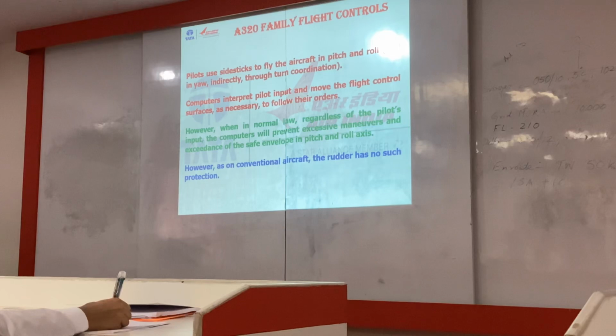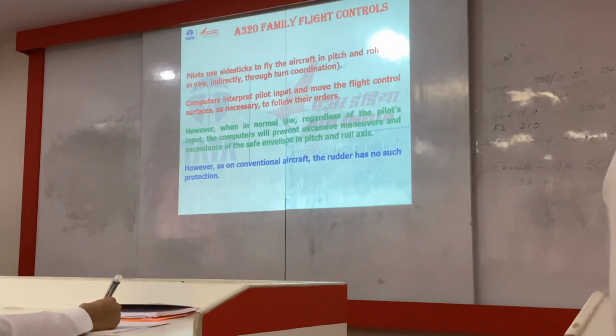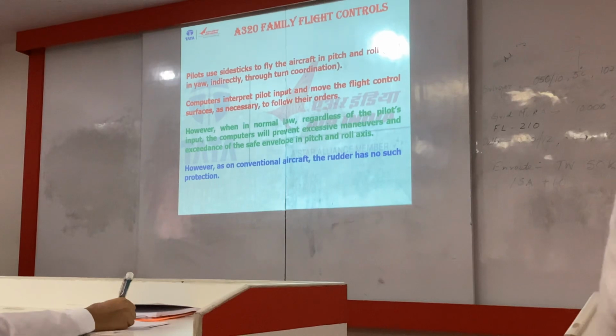In normal law, the envelope is protected in such a way that even if you try to give some excessive maneuver, the computer will not allow it. It will restrict to a certain limit, whatever the defined envelope is.